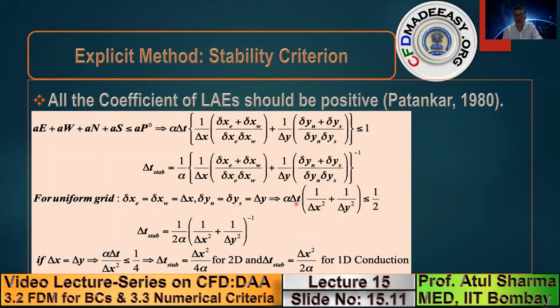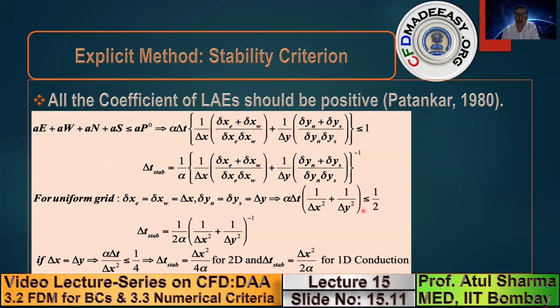So if you substitute all this as delta X and all this as delta Y, finally for a uniform grid in a 2D conduction, you get a formula like this: alpha delta T into 1 by delta X square plus 1 by delta Y square should be less than or equal to half. If you are using 1D conduction, then there is no delta Y, and you get the condition alpha delta T by delta X square should be less than or equal to half. Whereas if you are using 2D heat conduction, and delta X and delta Y are the same, you get alpha delta T by delta X square should be less than or equal to 1 by 4.